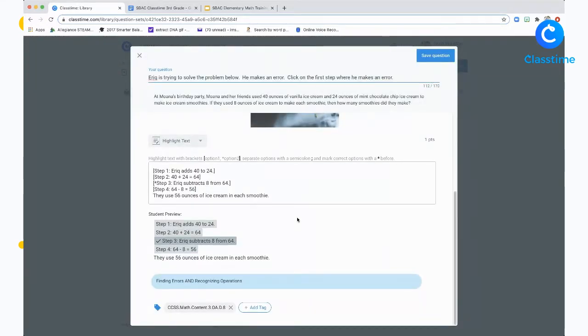So basically you add your question in the top, right? Trying to solve the problem, it makes an error, click on the first step where it makes an error. Then you have a little description with an image to add some, I guess, fun to it. And then you pick the highlight text question type, where you then created 4 sentences. Every sentence, every step basically is clickable. And step 3, which has a little asterisk symbol, is the correct answer, right?